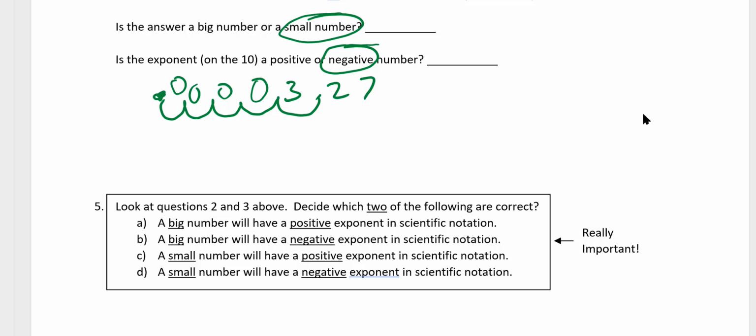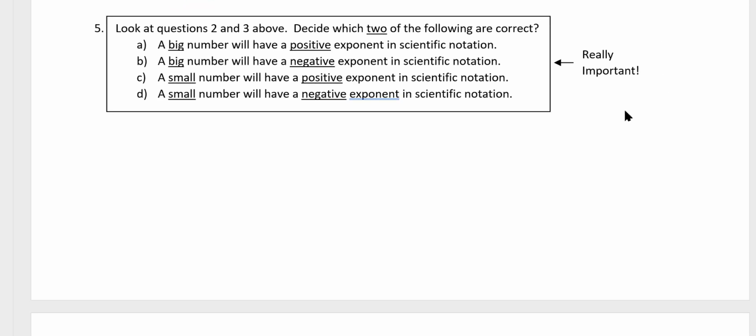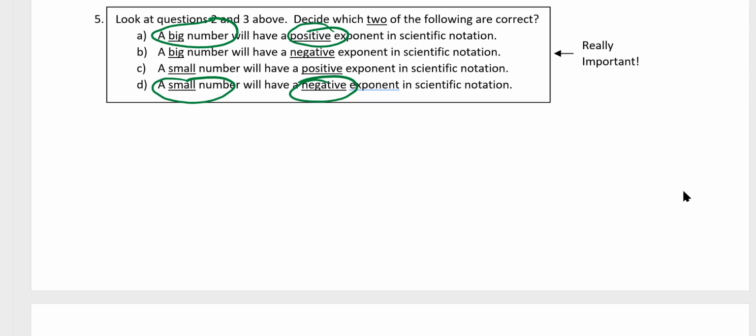Okay, let's go further. So what we just discussed a moment ago, a big number will have a positive exponent in scientific notation, and a small number will have a negative exponent. We need to know this for some things we're going to do. Let's move on.